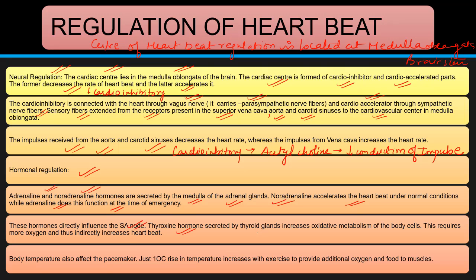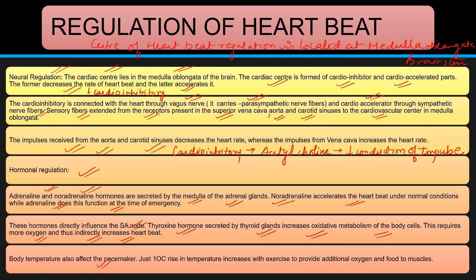Thyroxine hormone secreted by the thyroid gland increases oxidative metabolism of the body cells. This requires more oxygen, more metabolic rate, and thus indirectly increases the heartbeat. So one pair of hormones is adrenaline and noradrenaline, which are secreted from the medulla of the adrenal gland. Noradrenaline accelerates the heartbeat under normal conditions, whereas adrenaline does this function at the time of emergency. These hormones directly influence the SA node. Thyroxine increases oxidative metabolic reactions of the body cells, which requires more oxygen and thus indirectly increases the heartbeat.